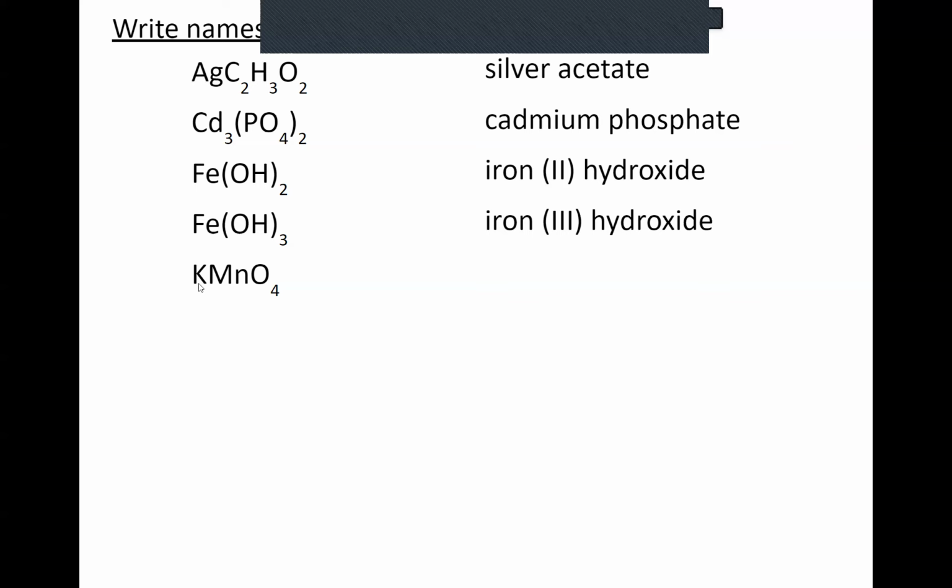Next one. Now, this looks scary, but if you have a list of polyatomic ions, it's less scary. MnO4 is called permanganate ion. So that whole bit is one entity, and it's called permanganate. The K, of course, is potassium. Potassium's a 1+ charge. Permanganate altogether is a 1- charge. So we simply name it potassium permanganate. Potassium's not a transition metal, so no Roman numeral is needed.